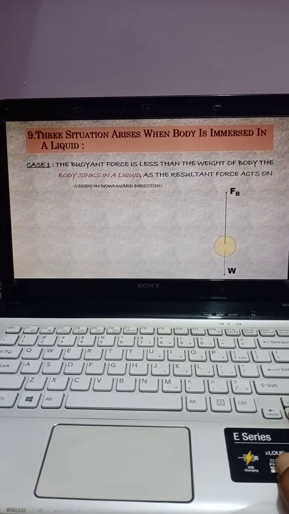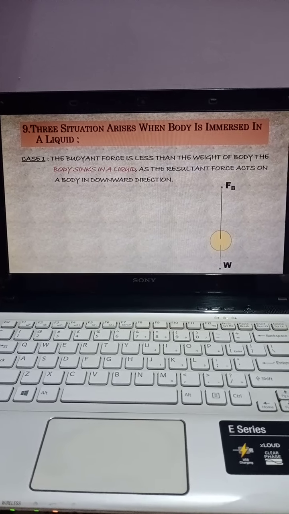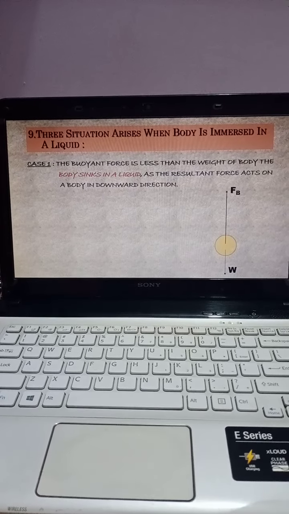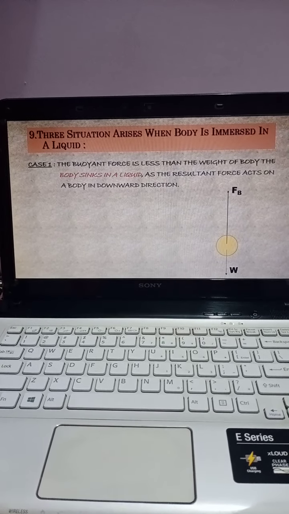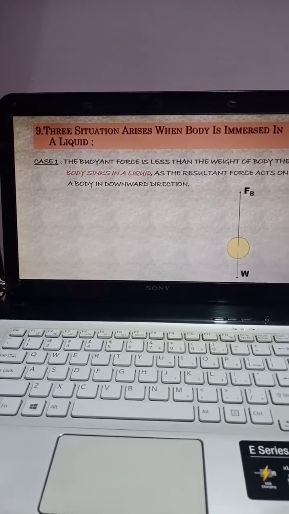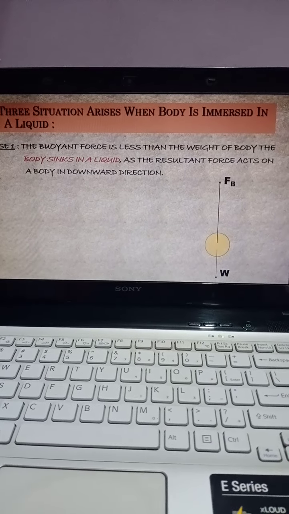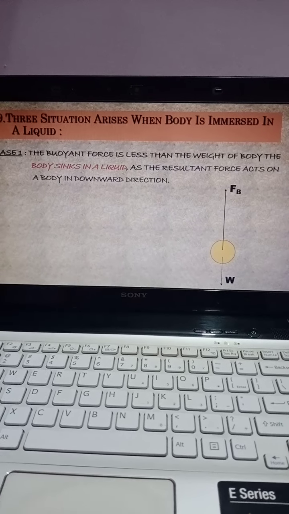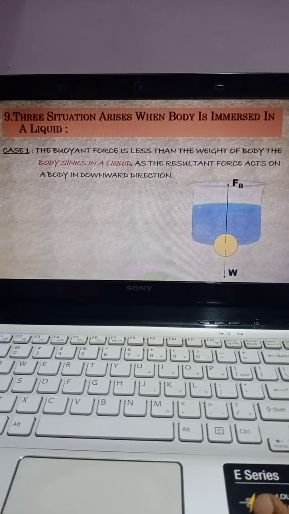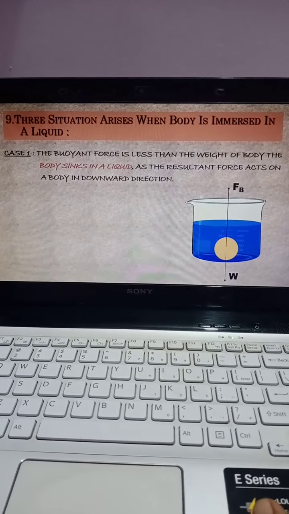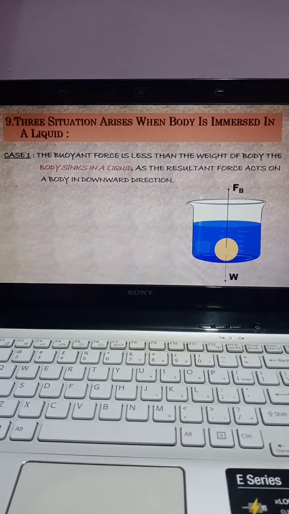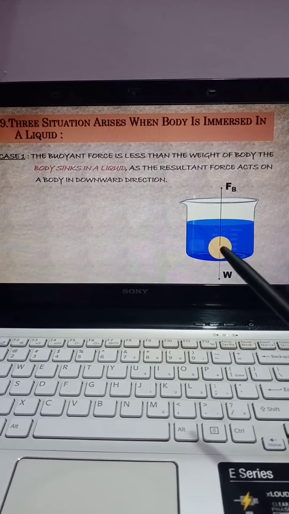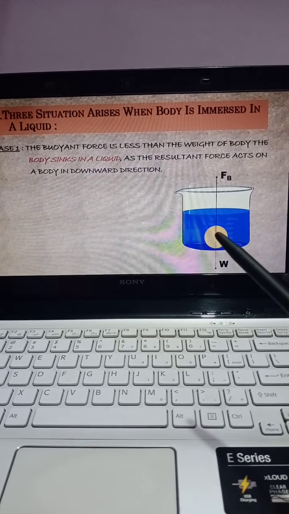So in this first case we are going to see that if the buoyant force is less than the weight of the body, then the body sinks in a liquid as the resultant force acts on the body in downward direction. So this is how it is going to happen, that this object is going to sink inside this liquid when it is immersed in it.